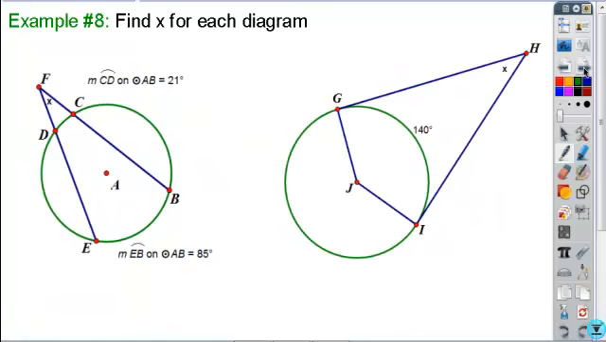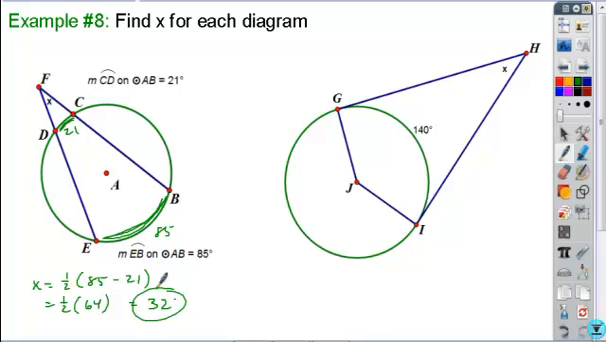So if we look at this set here, it's a little more straightforward. You have this inner arc of 21 degrees, this outer arc of 85. So our angle measure is going to be 1/2 of that difference, so 85 minus 21. If you calculate that through, we get a difference of 64. So half of 64 gives us our angle measure, 32 degrees.